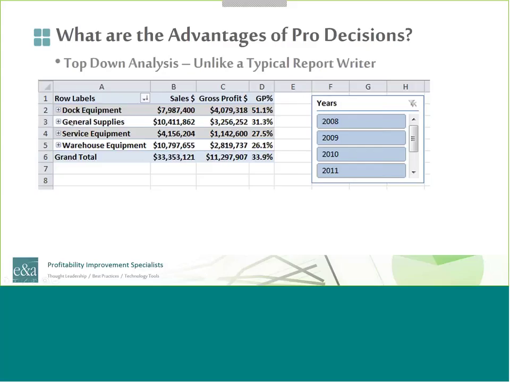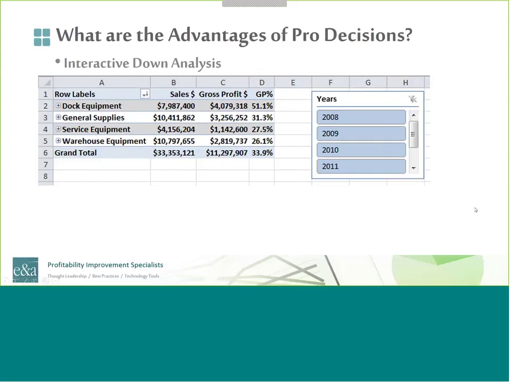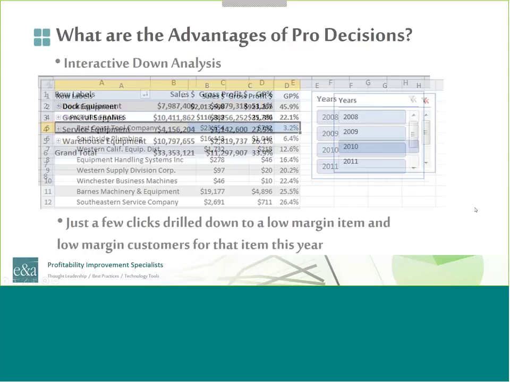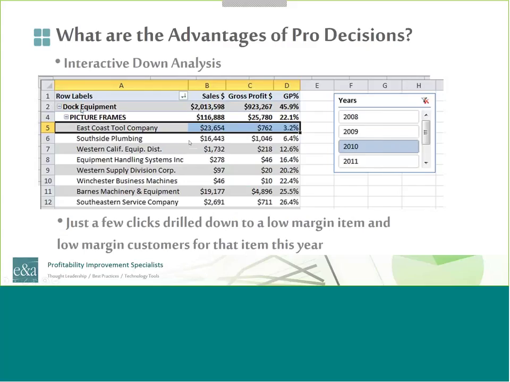In this case, we're looking at a high level at our item classes and what our sales, gross profit, and gross profit % happen to be there. With just a few clicks, we can drill down into specific items and then into specific customers. We may be looking for ones that are below a certain profit %, or certain ones where we're selling a certain dollar value, that sort of thing. Just by clicking into those, we can get the detail when we need it.